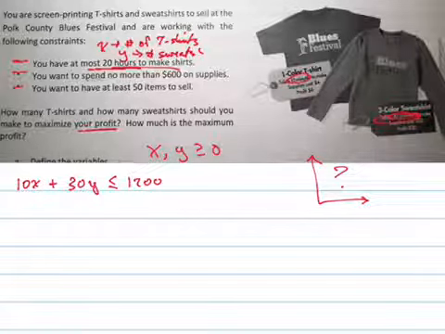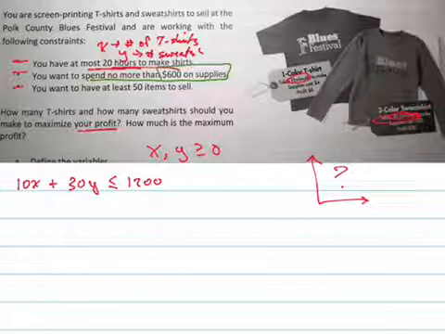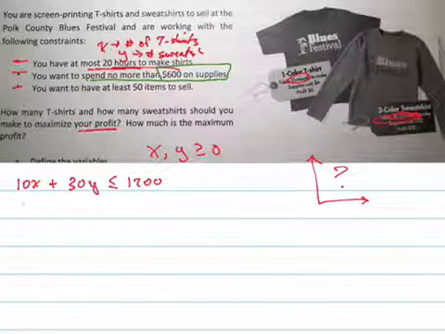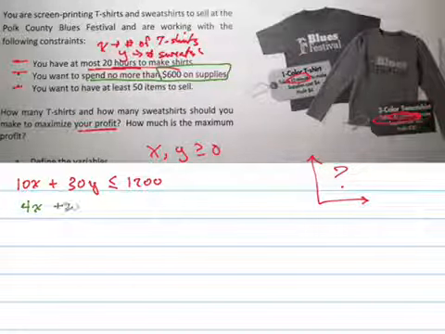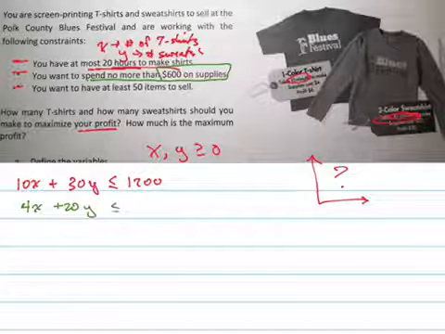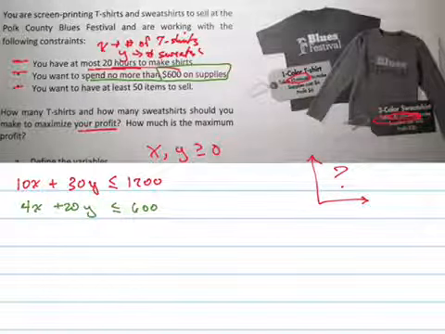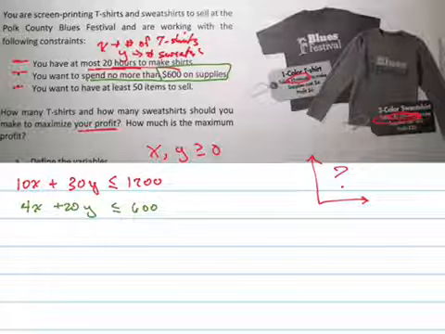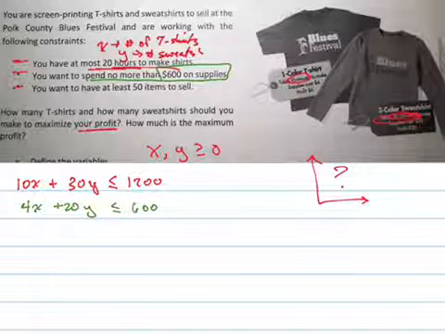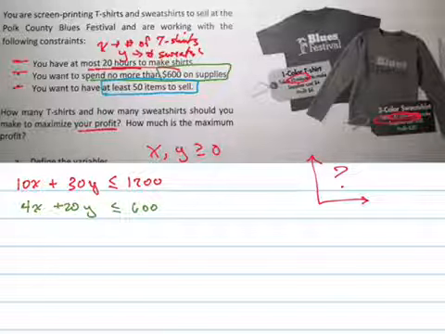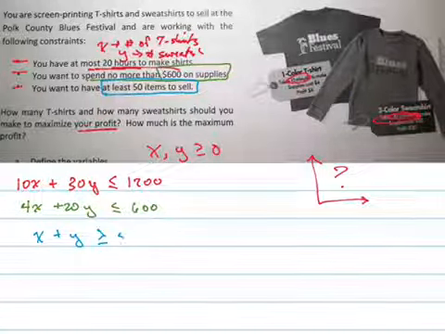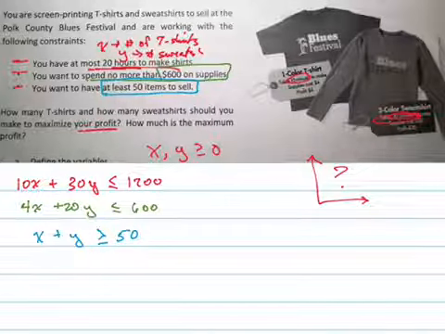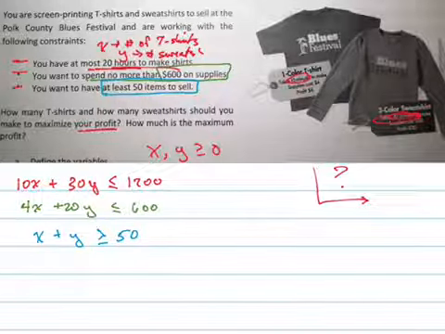The next one, it says we can spend no more than $600 on supplies. So we know that it costs $4 for every t-shirt for the supplies, and it costs $20 for every sweatshirt for the supplies, and we know that has to be less than or equal to 600. And then I'll do this one in light blue, we need at least 50 items. So we know that x plus y, which is the total number of items, has to be greater than or equal to 50. So those are our 3 constraint equations.